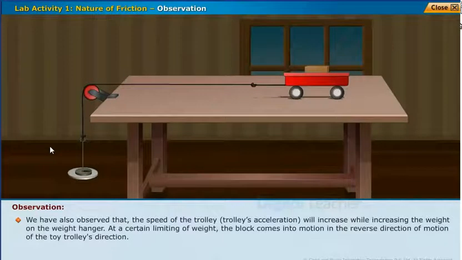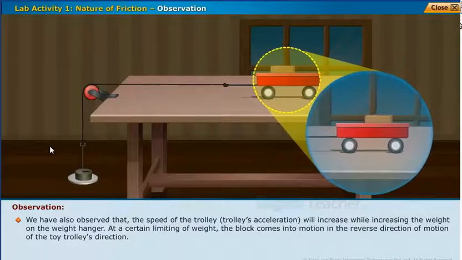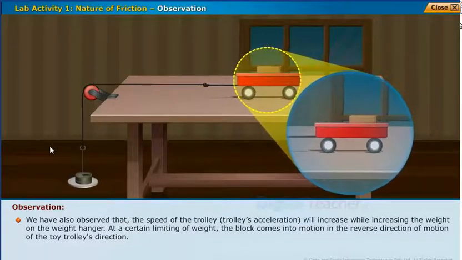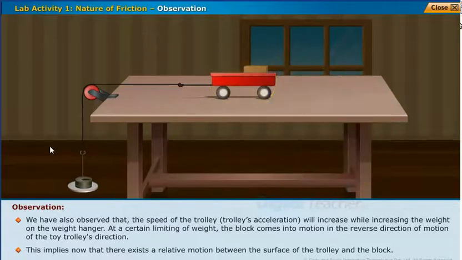We have also observed that the speed of the trolley, or trolley's acceleration, will increase while increasing the weight on the weight hanger. At a certain limiting weight, the block comes into motion in the reverse direction of the toy trolley's direction. This implies that there exists a relative motion between the surface of the trolley and the block.